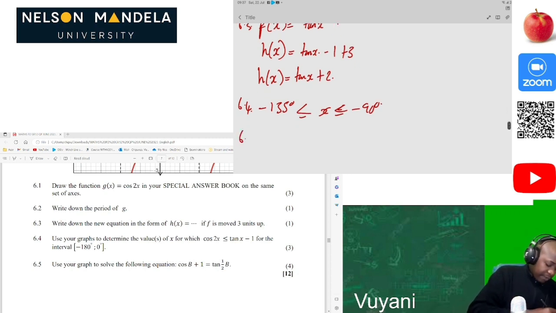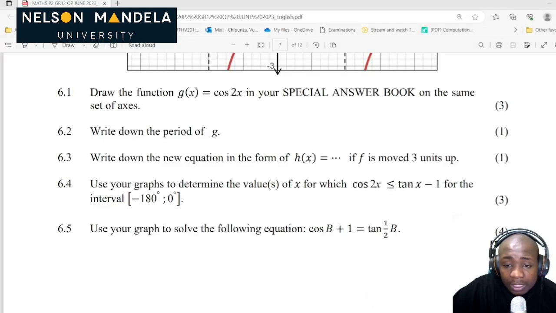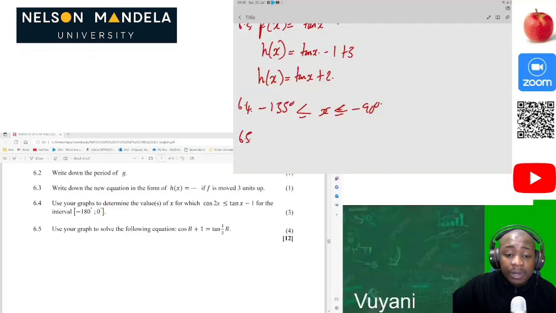Let's go to 6.5. Use your graph to solve the following equation: cos b plus 1 is equal to tan of 1 over 2 b. Let's solve this question first. It's 4 marks.